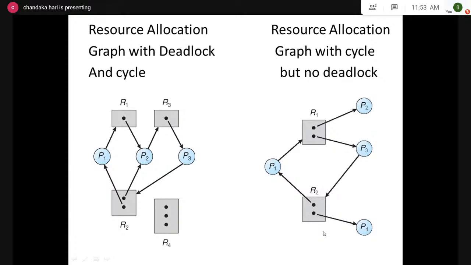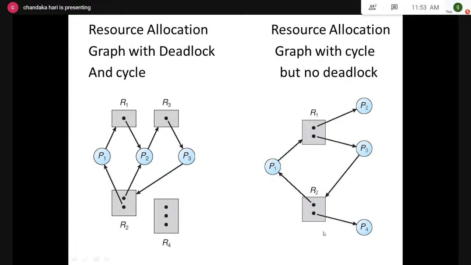Now simply you can say, observe it: 1, 2, 3, 4, 5, 6. A cycle is formed. That implies the system is in deadlock state. Once you have got a cycle in the graph, that indicates that the system is in deadlock state. That implies cycle does not lead to deadlock.